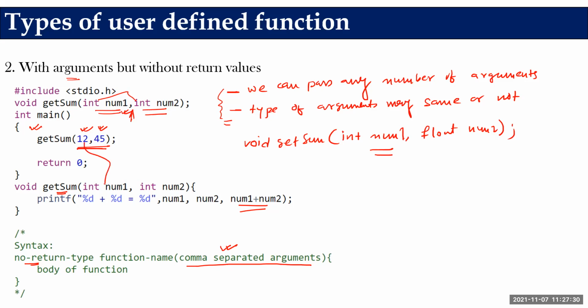Okay, so 12 will be assigned to num1, 45 will be assigned to num2. It will follow the order. It becomes 12, it becomes 45. So it will give me the answer 57.